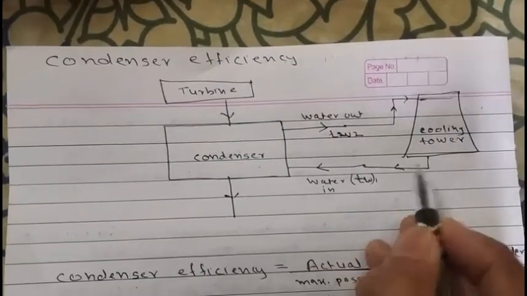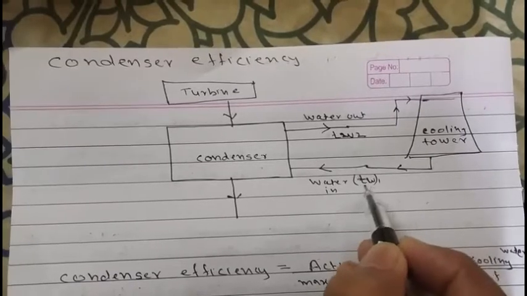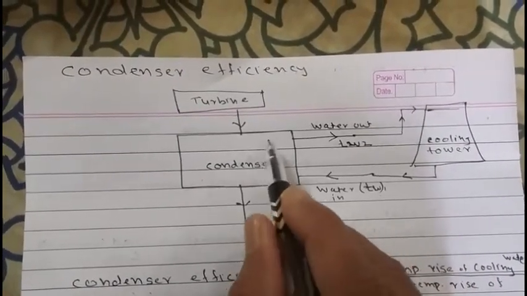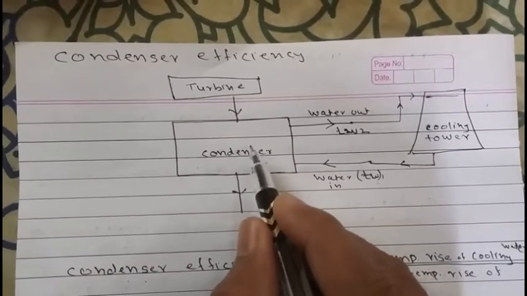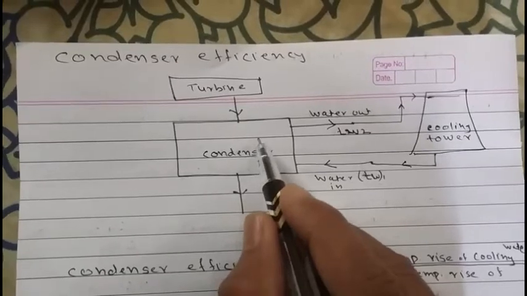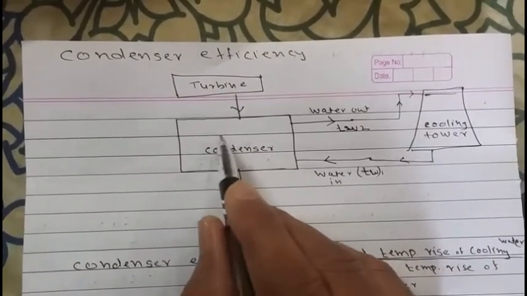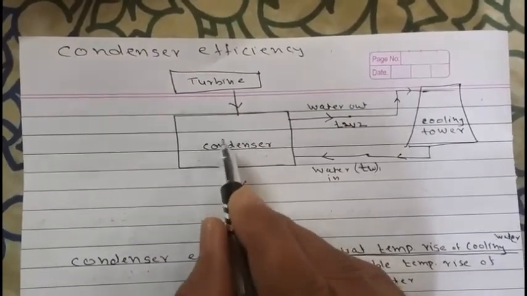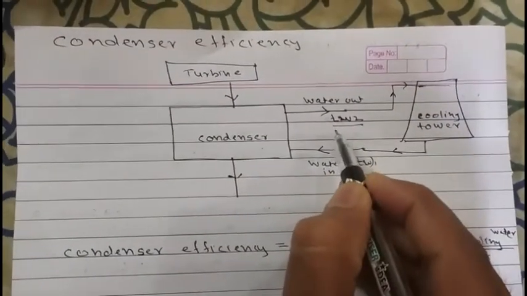Now this is the water coming from the hot well. TW1 is the temperature of water entering the condenser. It will enter inside the condenser and come in contact with the steam, direct or indirect. Since the steam is at a higher temperature than the water, an exchange of heat will take place and the temperature of water will rise, up to TW2.